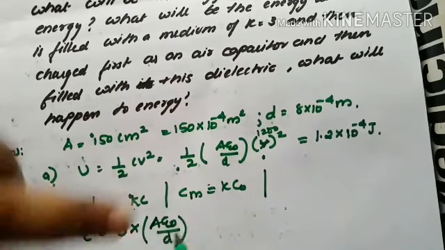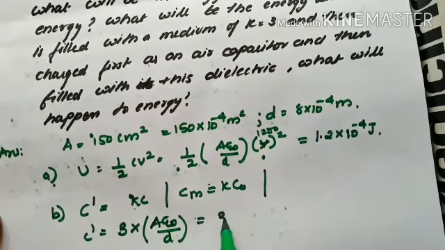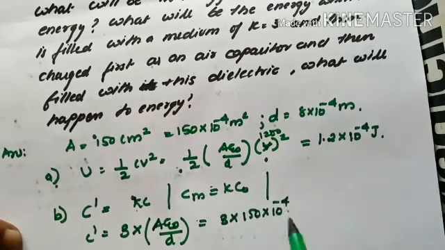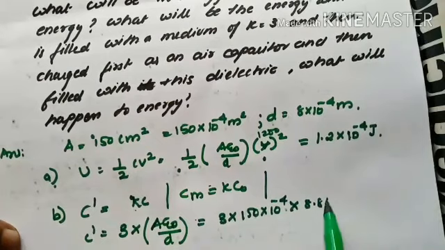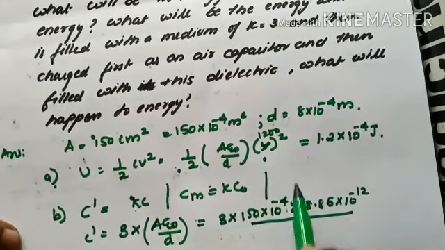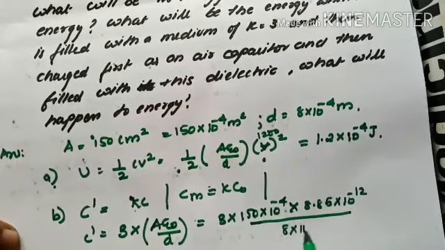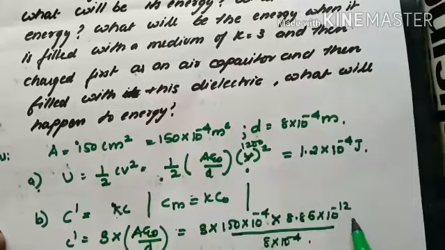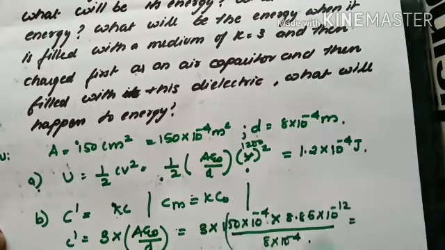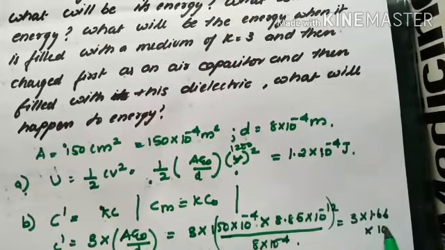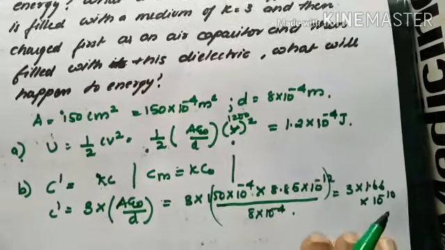Again substitute the values here. That is 3 into, what is the area? It is 150 into 10 to power minus 4. That is epsilon naught 8.85 into 10 to power minus 12. And the distance is given as how much? 8 into 10 to power minus 4. You will get the answer of around this, right? So 3 into 1.6 into 10 to power minus 10, around you will get the answer.